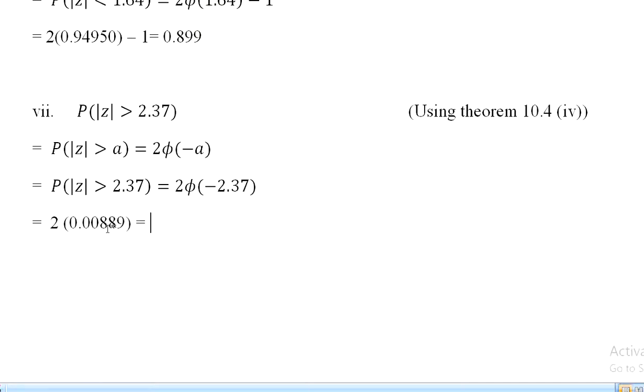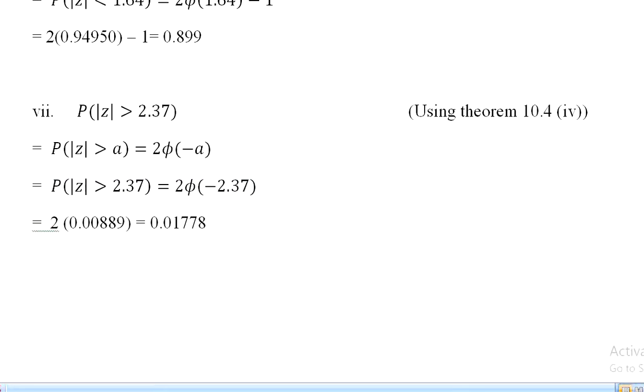So I am going to solve it using the calculator. 0.01778. Yes, so this is the probability.